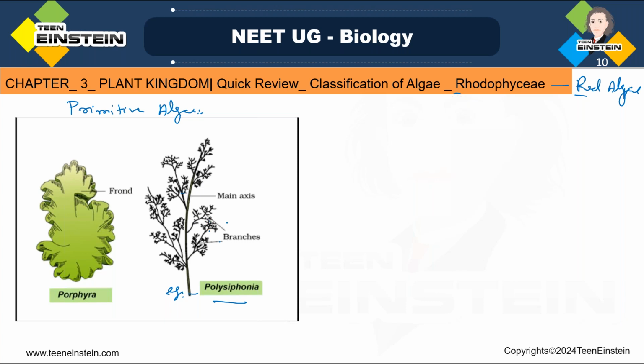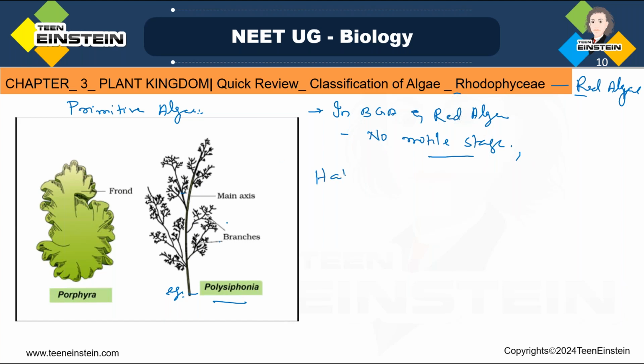In red algae and blue-green algae, there is no motile stage. In blue-green algae and red algae, there is no motile stage in their life cycle. That means they are non-motile, so cilia and flagella are absent.